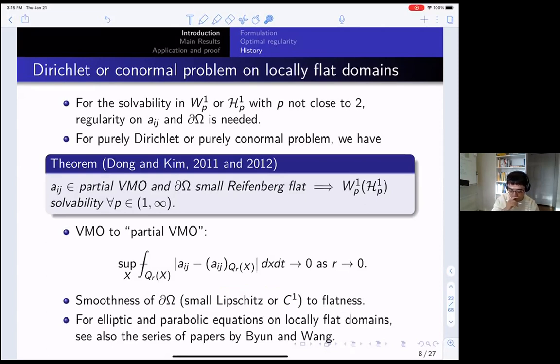As you also see, for elliptic and parabolic equations on locally flat domains, there are also a series of papers by Byun and Wang. But let's just move on to introduce our results instead of staying too long with the history. Okay.